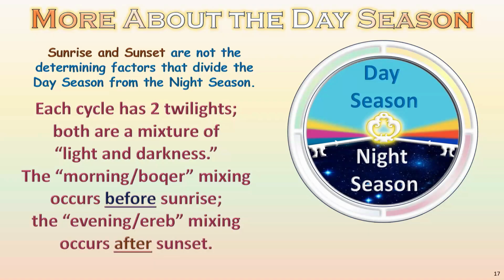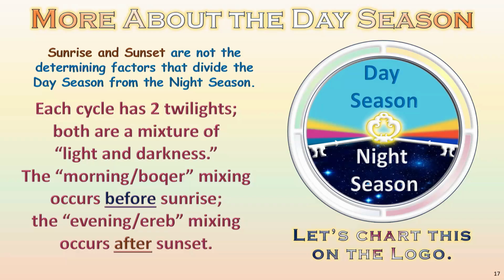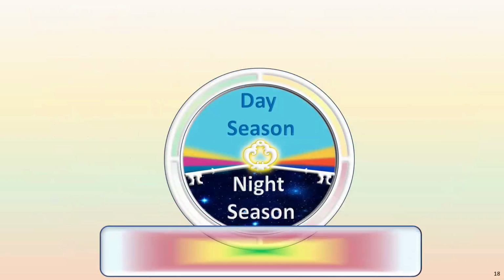Each cycle has two twilights. Both are a mixture of light and darkness. The morning boker mixing occurs before sunrise, and the evening erev mixing occurs after sunset. Well, I think we should chart this on the logo.